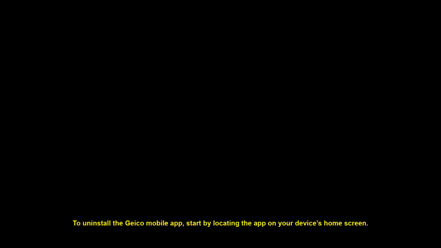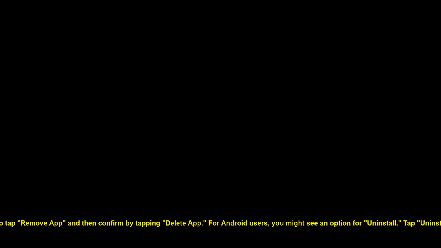To uninstall the Geico mobile app, start by locating the app on your device's home screen. Press and hold the Geico app icon until a menu appears. If you see an option that says remove or uninstall, select it. For iPhone users, you may need to tap remove app and then confirm by tapping delete app.